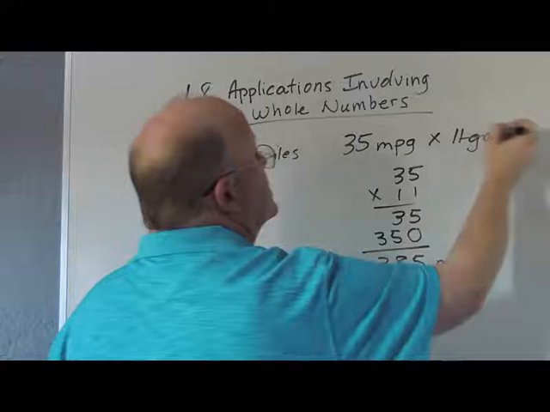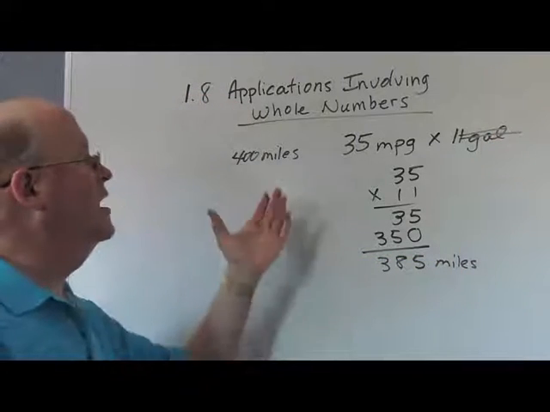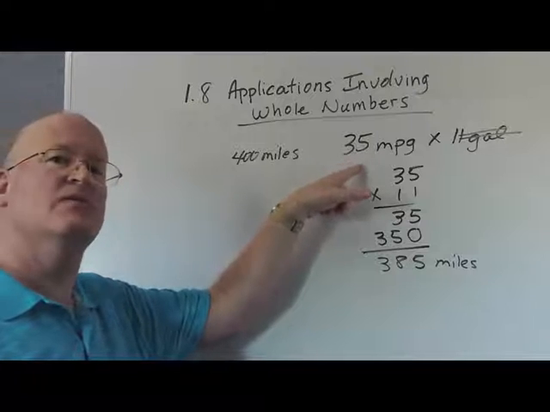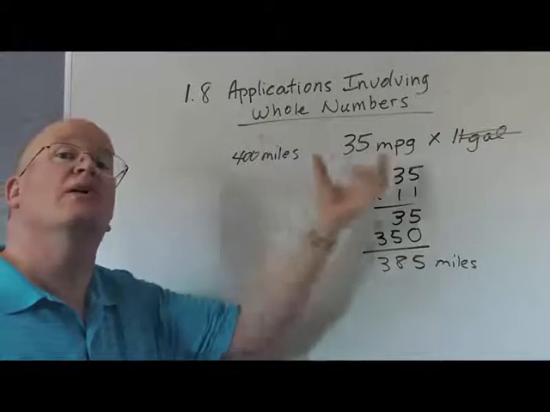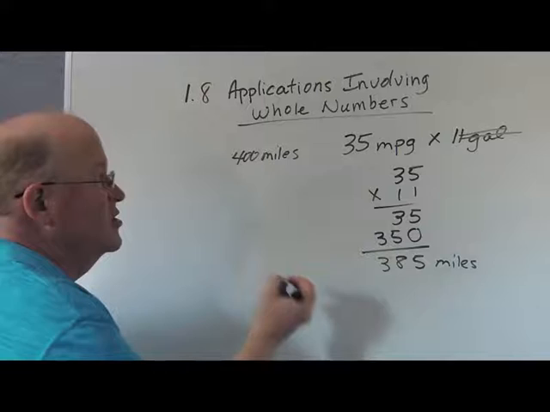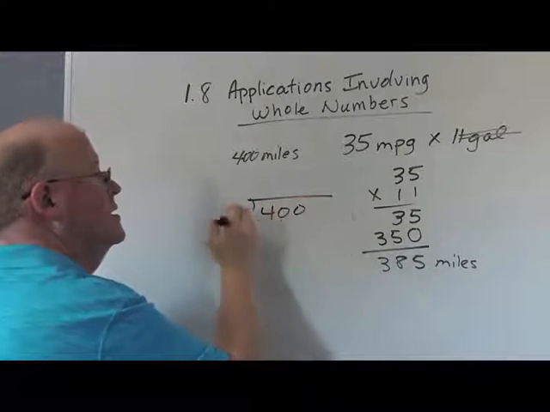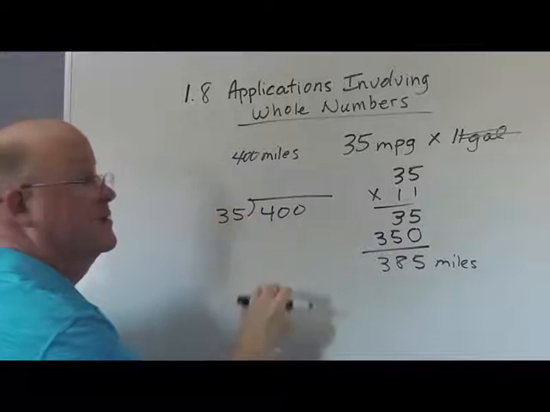Now, if the problem asked instead, how many gallons would it take to drive 400 miles, and we're not given this, you'd say, oh, now I've got this 35 miles per gallon. How many gallons will I need? How many times does this go into 400? That would tell you we're dealing with division. And so we take the 400 and divide by 35.